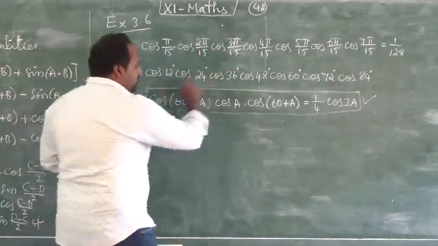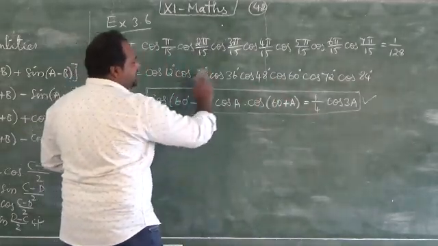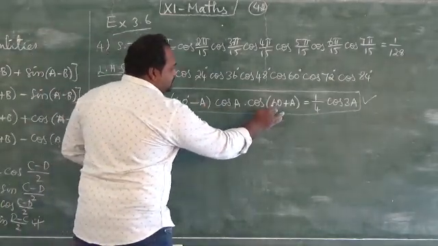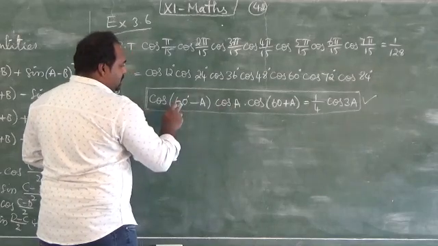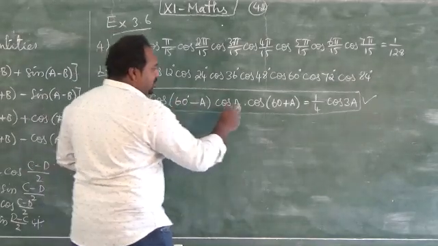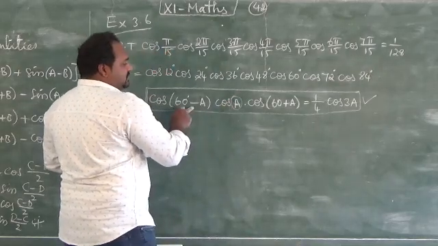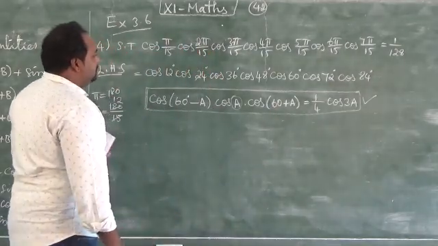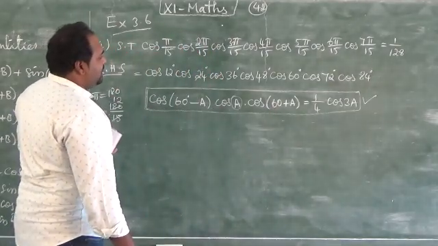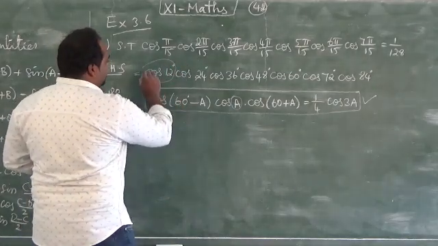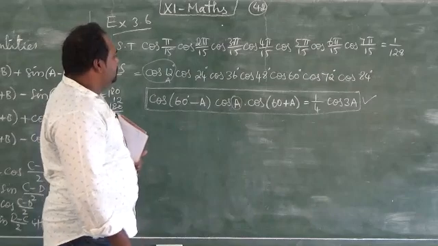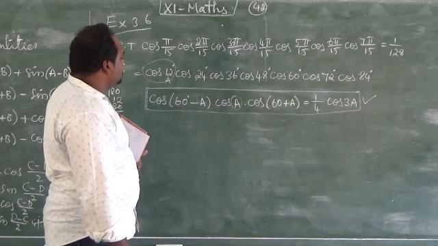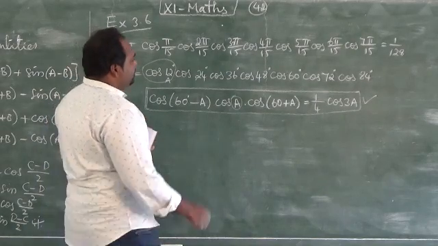So here, according to this identity, I am going to make some changes in the order. How can we get 60 minus A, A, and 60 plus A? One cos is with 60 degrees minus A, and another is with 60 degrees plus A. Here I am going to take some values. First, if I take A as 12 degrees, 60 minus 12, what will come? 60 minus 12 is 48.